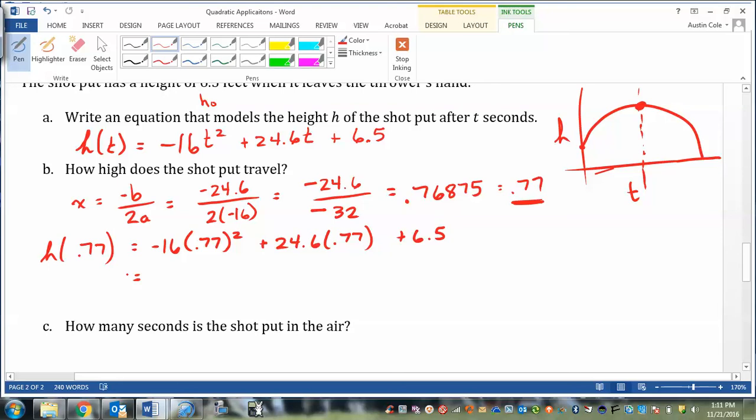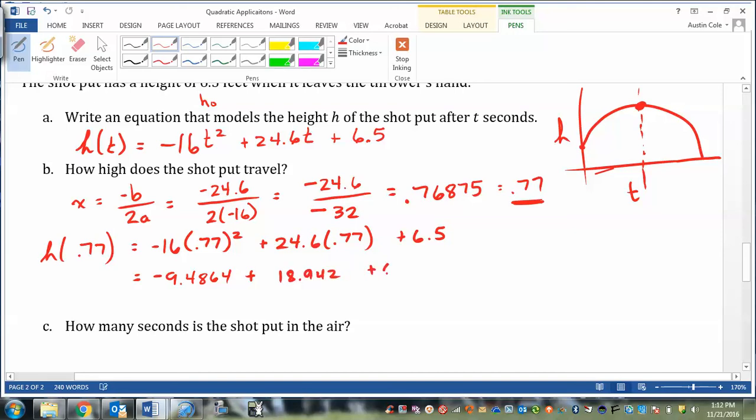Negative what? Negative 9.4864. Is that right? Okay. Now we're going to take 24.6 times 0.77. Marcus, what did you get there? I got 15.9556. Oh, but I probably got that wrong. No, you didn't. I got 18.942.